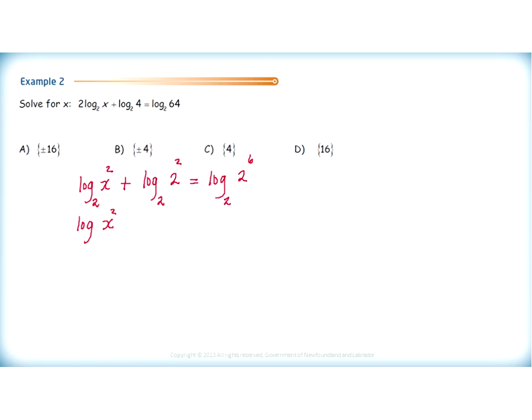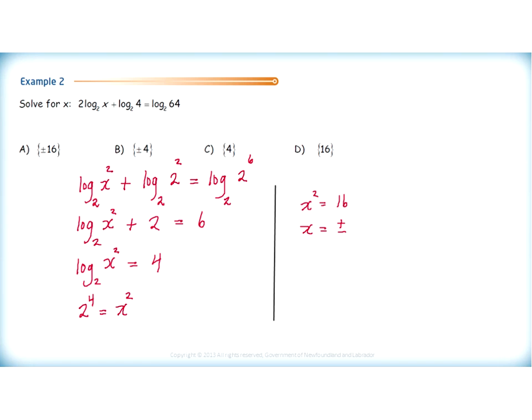Then we have the log of x squared to base 2 plus 2 is equal to 6. So then we have the log of x squared to base 2 is equal to 6 minus 2, which is 4. Converting to exponential form, we have 2 raised to the power of 4 is equal to x squared. Therefore, we have x squared is equal to 16. So x is equal to plus or minus the square root of 16. So we have x is equal to 4, or we can have x is equal to a negative 4.